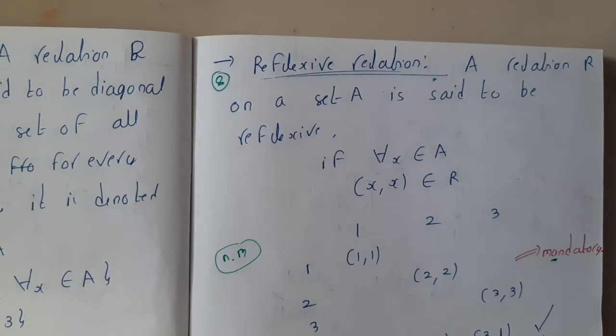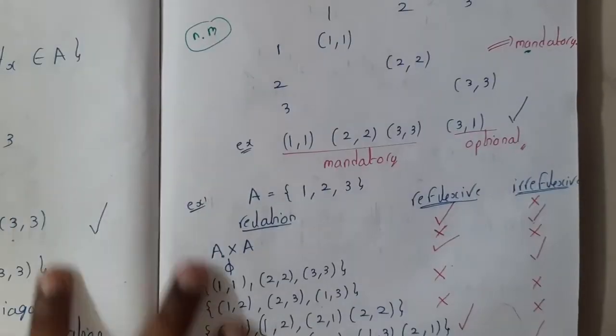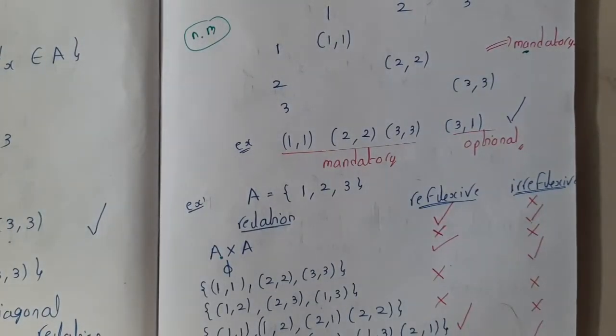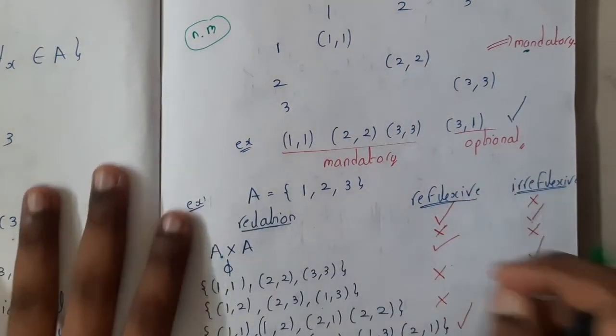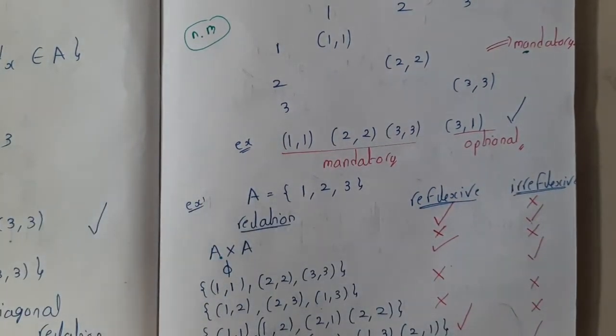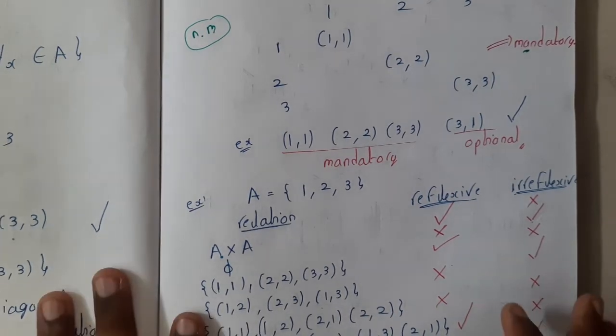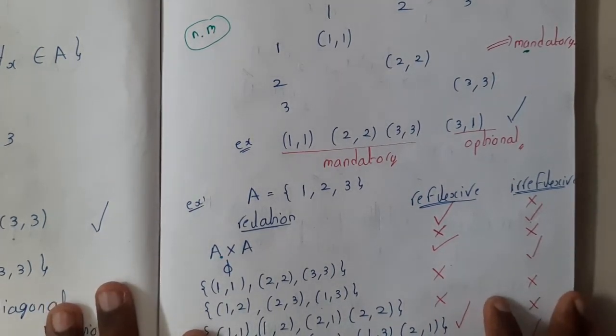So what is reflexive? Reflexive says that whatever the diagonal elements are, I want them compulsorily, right? But the other elements are optional. They could come, they could not come. No issue, right? Now I hope everyone got a clear idea on this.